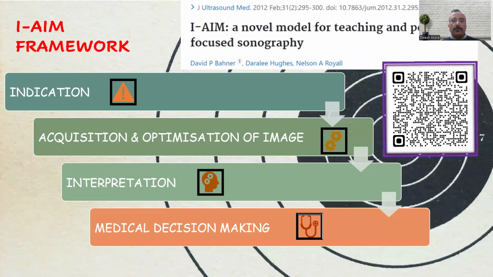So as early as 2012, David Bahner and colleagues gave the I-AIM framework, which has to be followed for any modality of POCUS which we are doing. I-AIM is an acronym. I stands for indication for which POCUS is being performed. A stands for acquisition of image for that modality and optimization further. Another I stands for interpretation of that image. And finally, we land up at a stage of medical decision making.